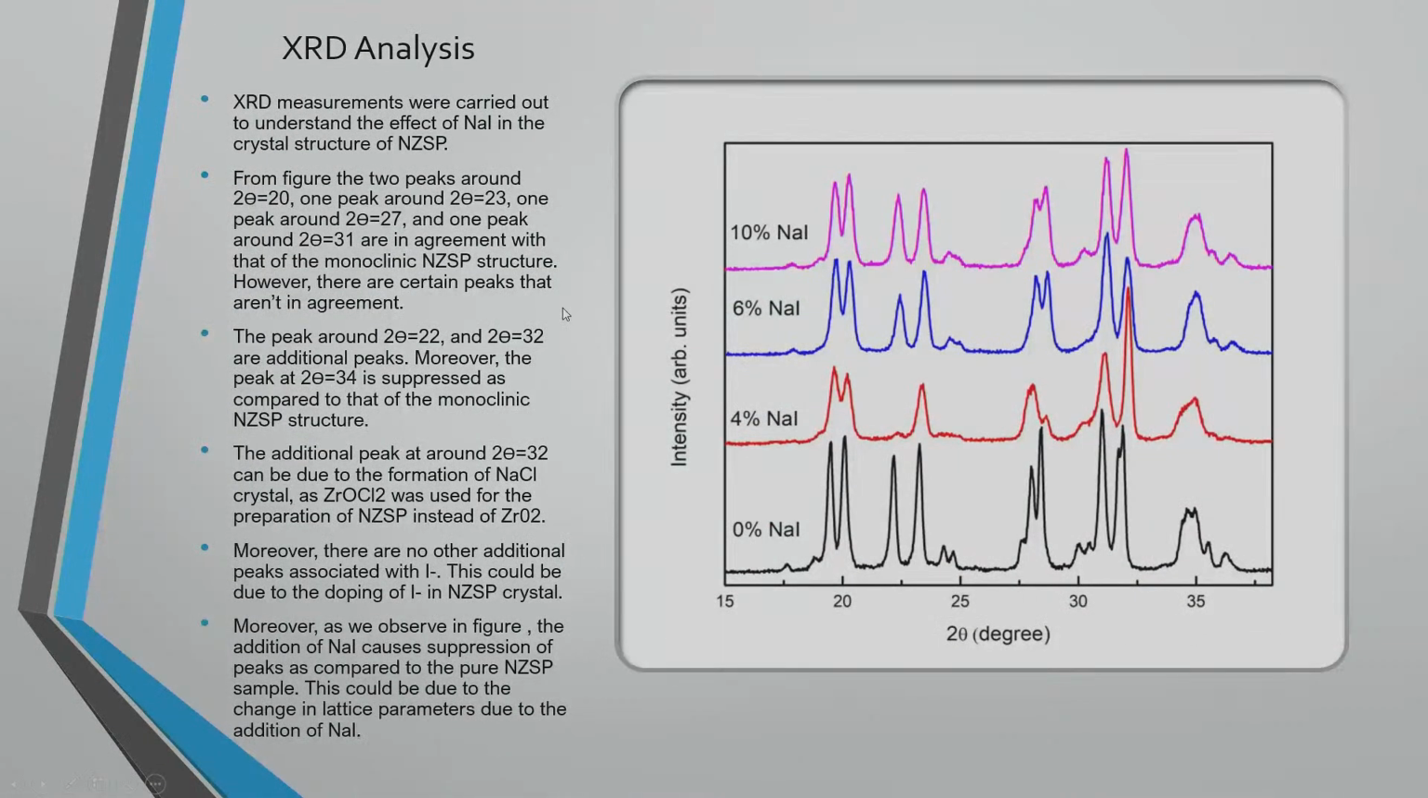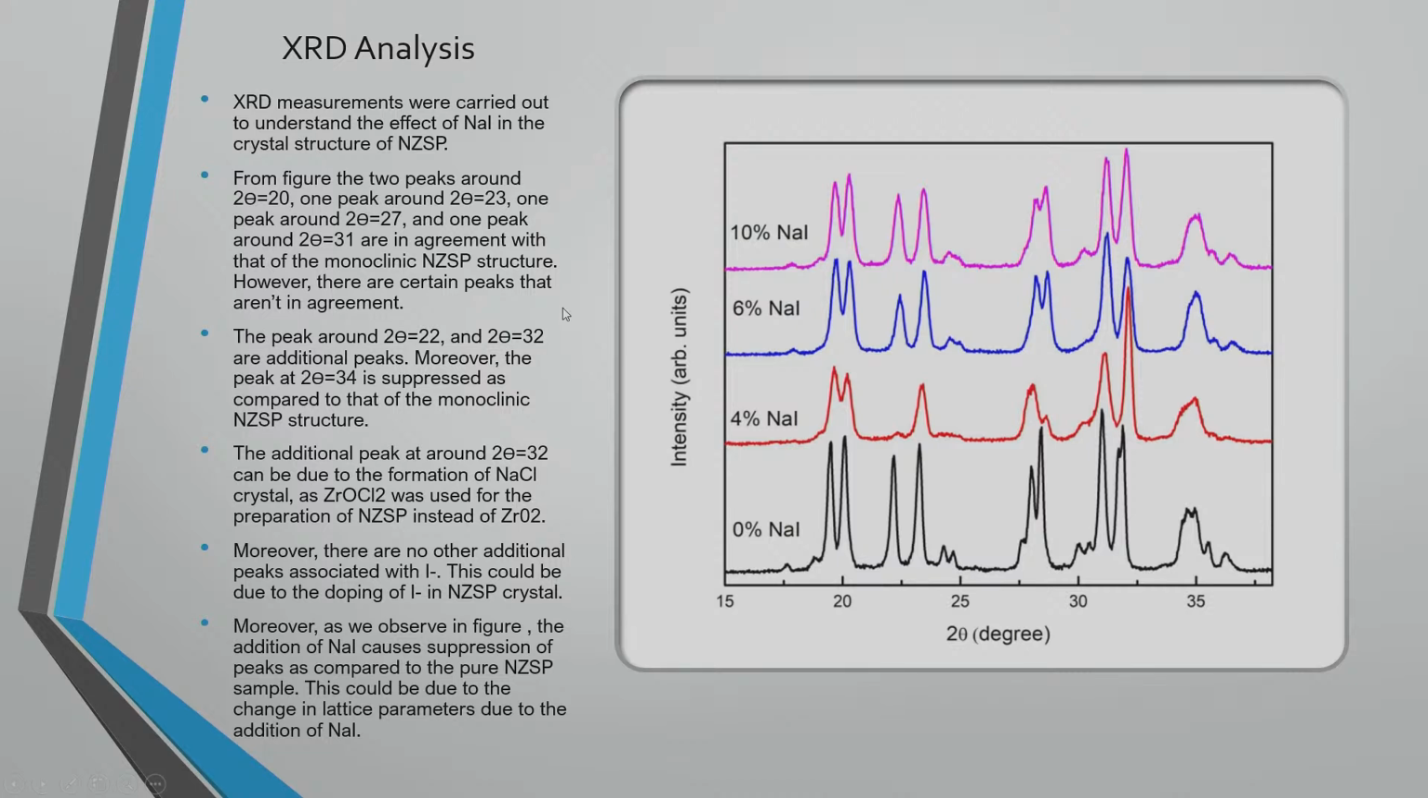So here comes the XRD analysis, in which XRD usually gives us a rough idea of the structure of the sample. So this shows the pure NZSP, this is 4% doping with NaI and 6% doping with NaI. In the figure, the peaks around 2 theta equal to 20, 23, 27, 31 are in agreement that NZSP follows the monoclinic structure as well.